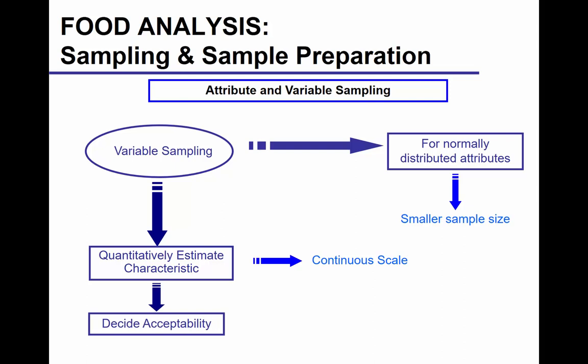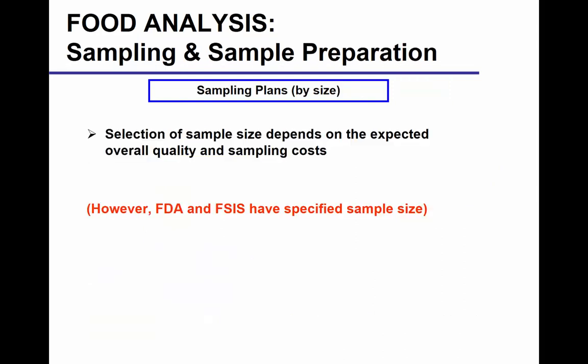And then based on that number, whether we're looking to see if it meets the standard of identity or if we're looking to see consistency of the product, we determine acceptability. Example: color, total solids, salt, etc.